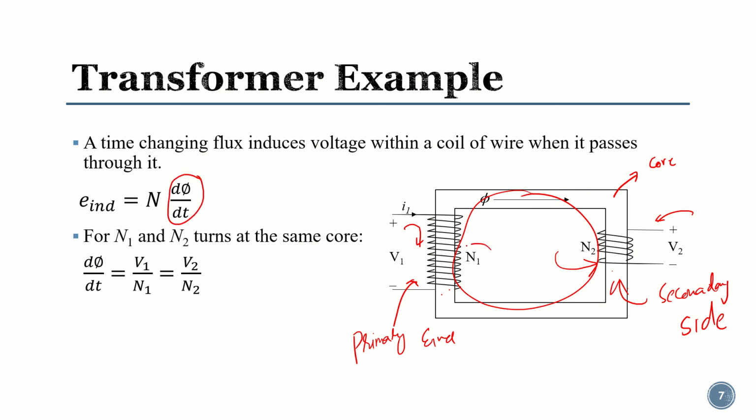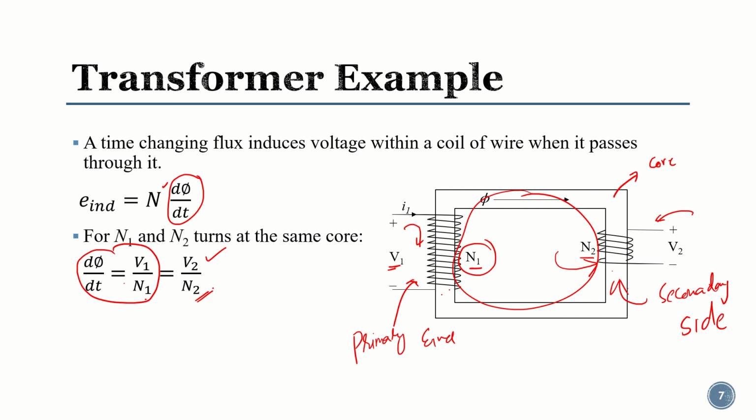And if we have N number of turns, for example on the primary side, we get N times that. So N1 is the number of turns at the primary side and N2 is the number of turns at the secondary side. Typically the rate of change of flux is equal to the primary side voltage divided by the number of turns of the primary side, which is equal to the secondary side voltage divided by the number of turns of the secondary side.